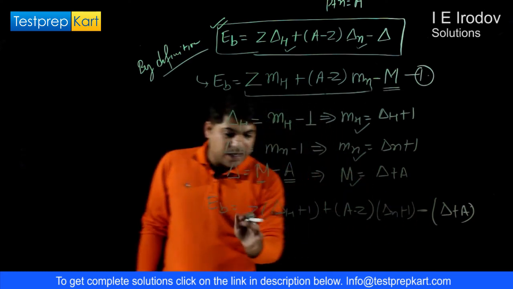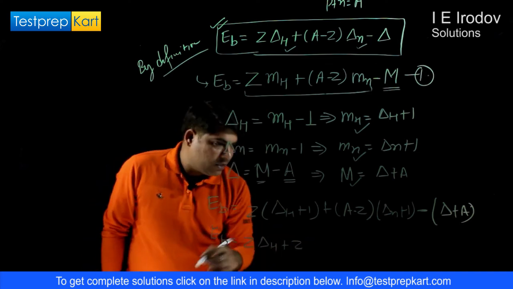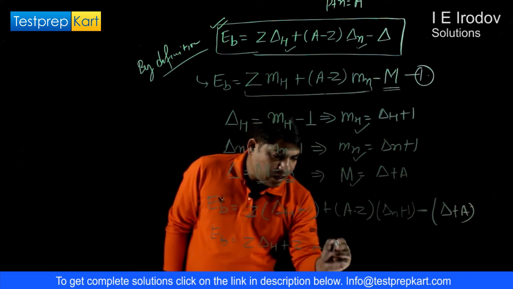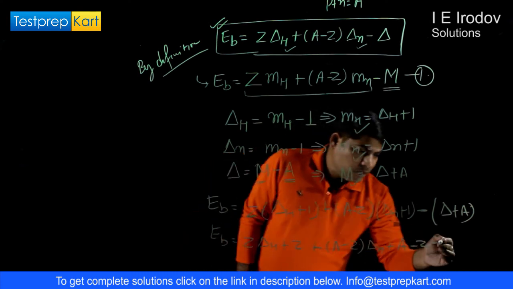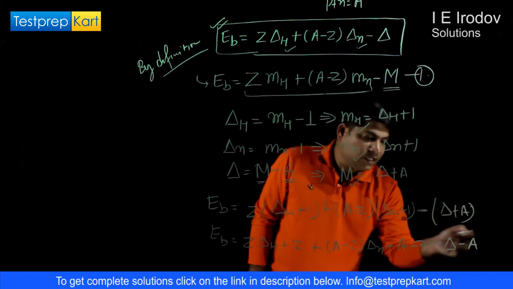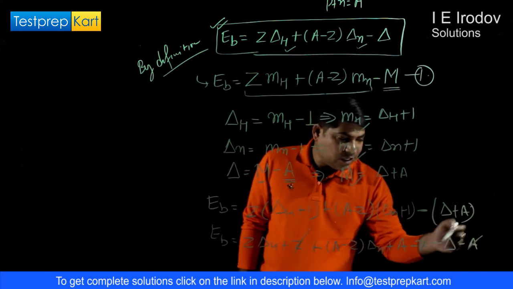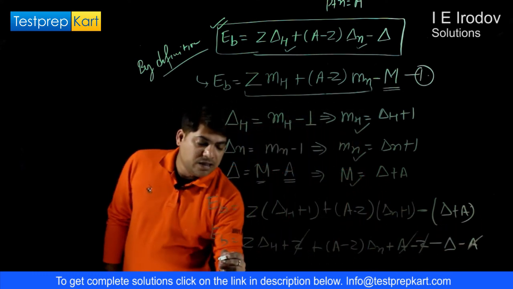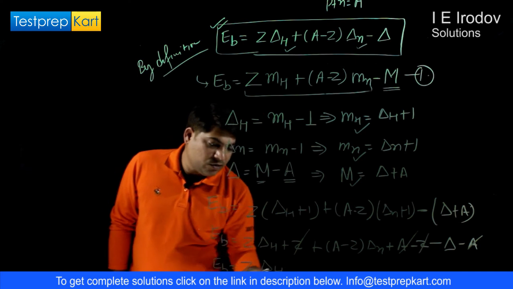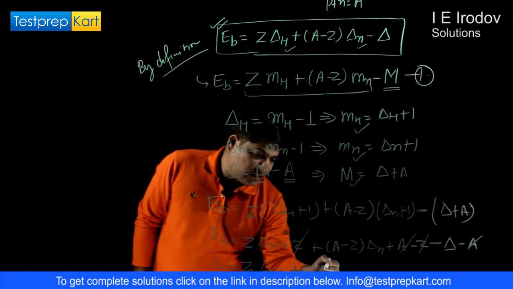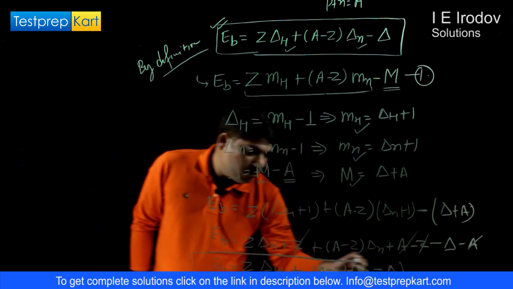If we open this entire expression, let's see what we are getting: Z into delta H plus Z, plus (A minus Z) into delta N plus (A minus Z), minus delta minus A. Here you can see this term will get cancelled out, and similarly this term will get cancelled out, and we get the final expression for binding energy: Z into delta H plus (A minus Z) into delta N minus delta is a valid expression for the binding energy.